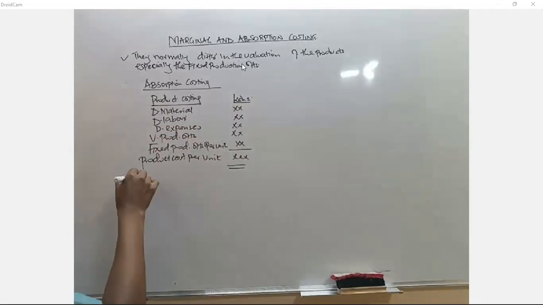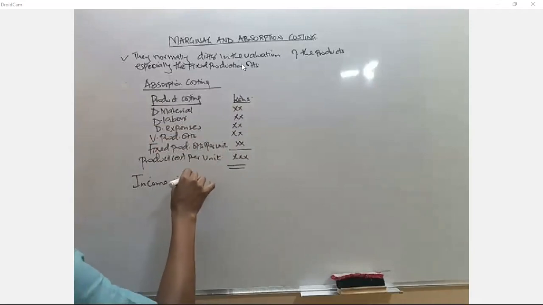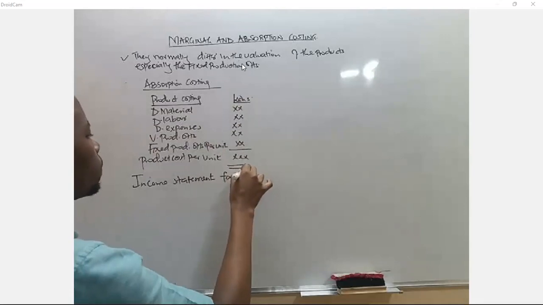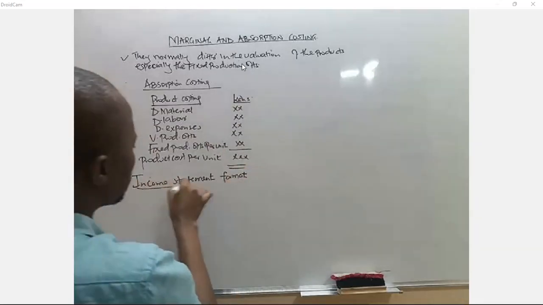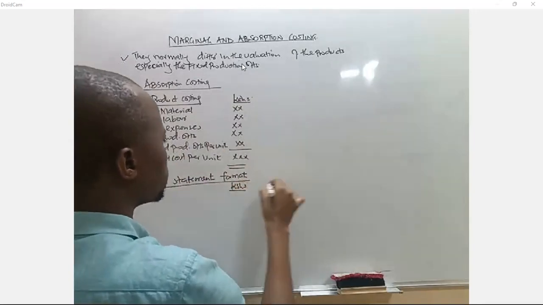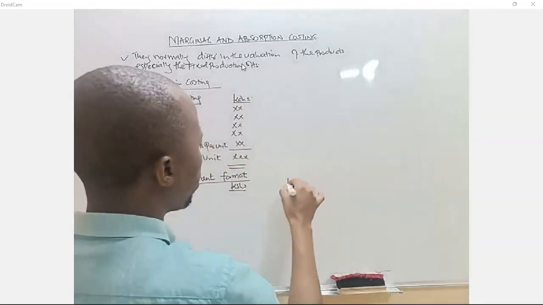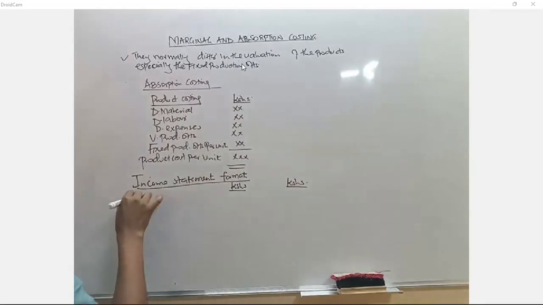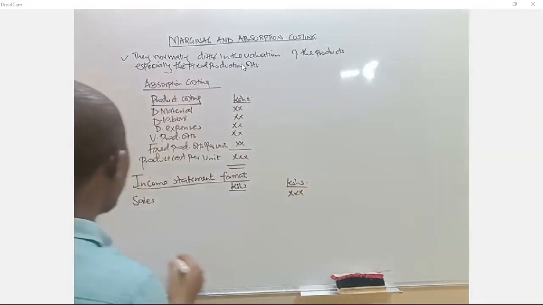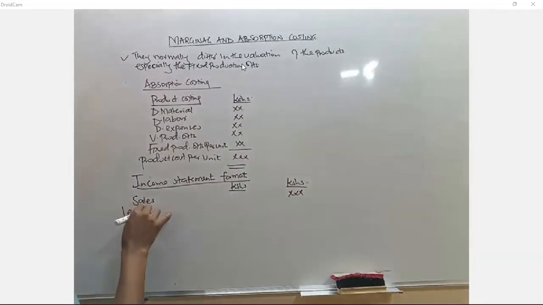That is what you're supposed to be getting. Let us look at the income statement now. Income statement format. So in this case, when we're looking at the income statement format, we have a column of Kenya shillings, right? So we start with your sales, right? You put them there. Then you deduct your marginal cost of sales.